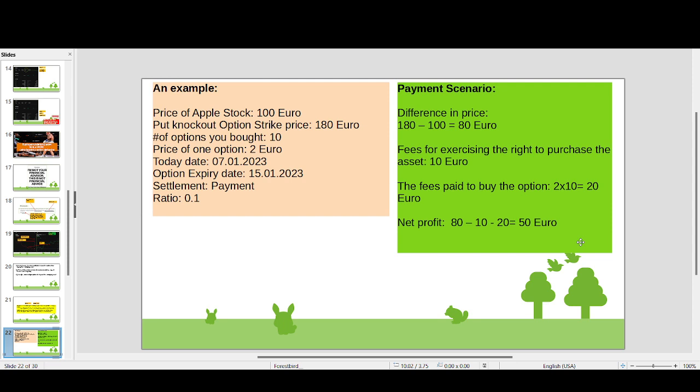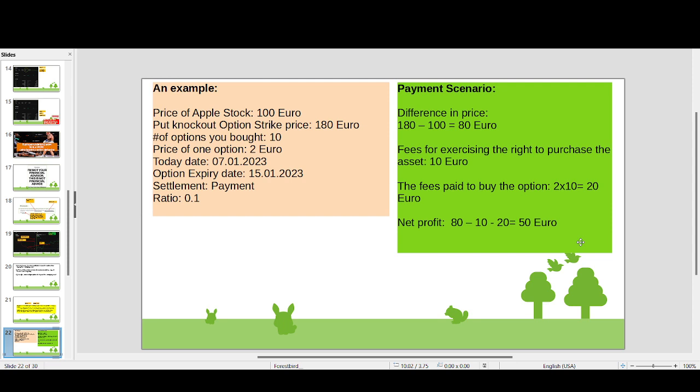Let's say today is 7th of January 2023 and the expiry date is 15th of January 2023. So you want to exercise today, which is before the expiry date. So this is an American option. You can exercise it today, and it is given that the settlement is via payment. So you will not be able to get the underlying asset, let's say Apple stock, but you will get the difference in the amount. And the ratio is 0.1, meaning you need 10 options to buy one underlying asset.